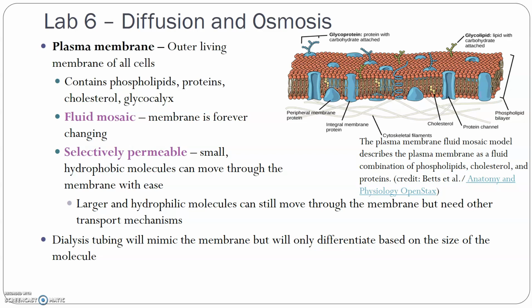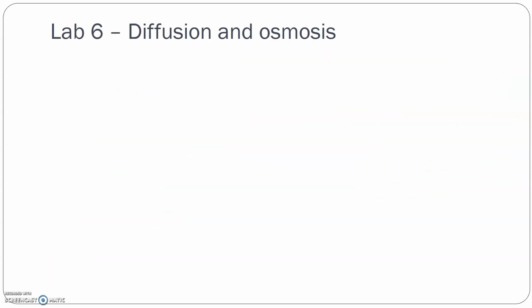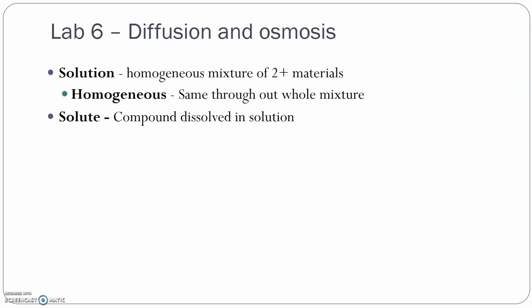So that's kind of what we're going to be studying and looking at in this lab. So let's talk a little bit about movements and solutions. Solutions are going to be mixtures of different things, right? Different materials, molecules that are going to sometimes be homogeneous, sometimes not. A homogeneous solution means that it is the same throughout the entire mixture. The dissolved amount of solute and solvent is the same throughout the whole thing.